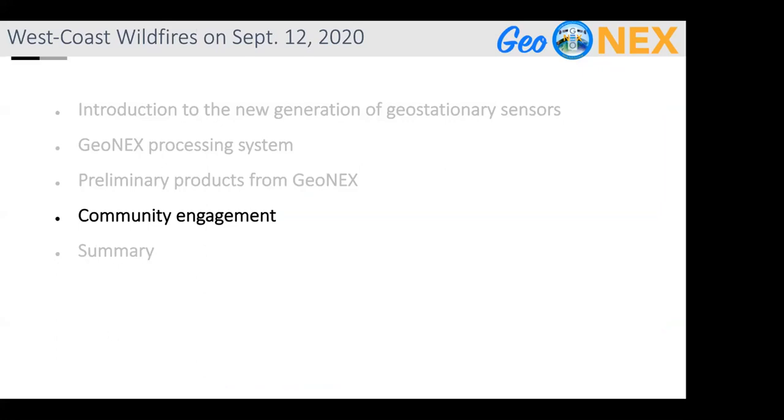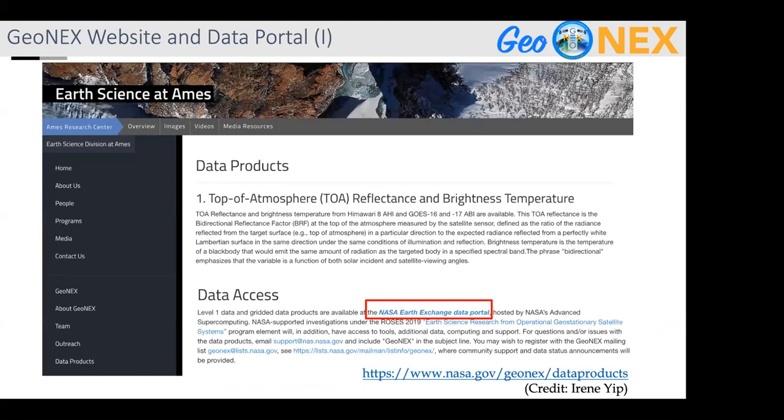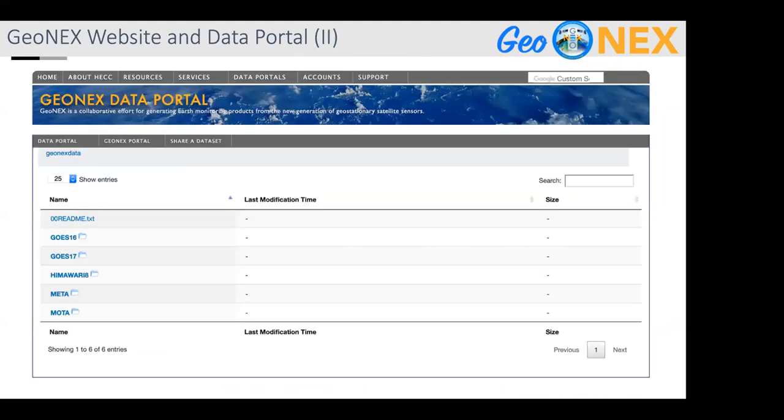Okay, so let me talk about community engagement. This is our website. Our data are available publicly. You can go to our website and read about how to download them. This is for TOA. We're still working on the atmospheric correction algorithm, so hopefully we can provide those surface reflectance products in the near future.